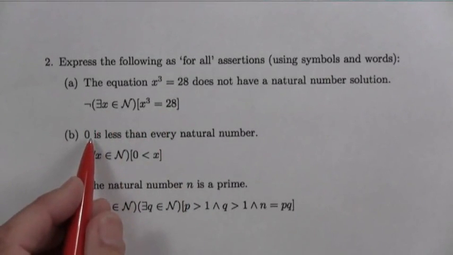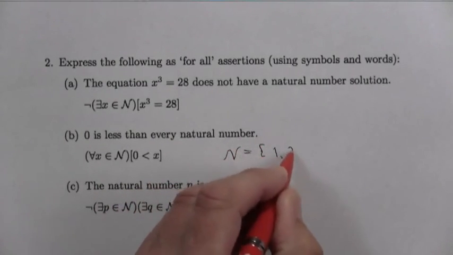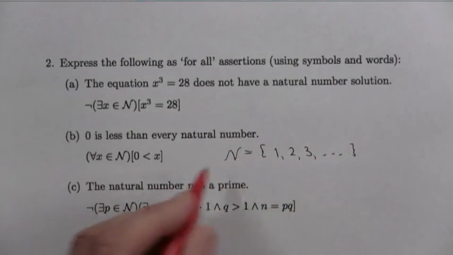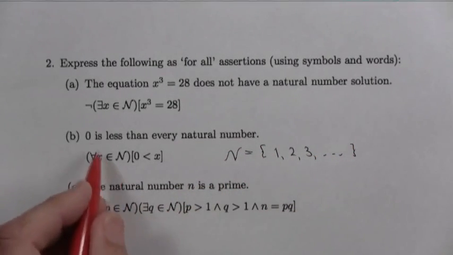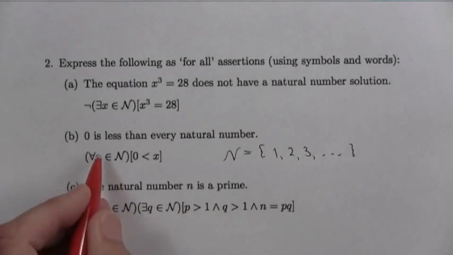0 is less than every natural number. By the way, we should remind ourselves that the natural numbers do not include 0. The natural numbers N is the set that begins 1, 2, 3, etc., the counting numbers. And by definition, we exclude 0. So this is in fact a true statement.